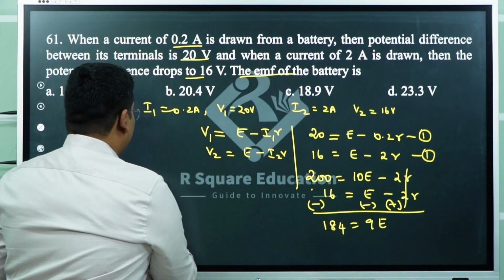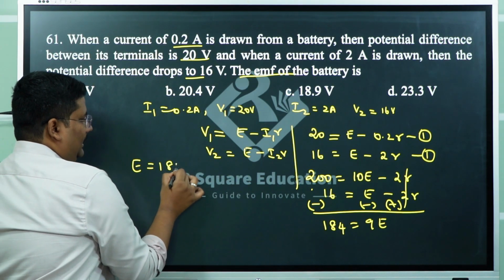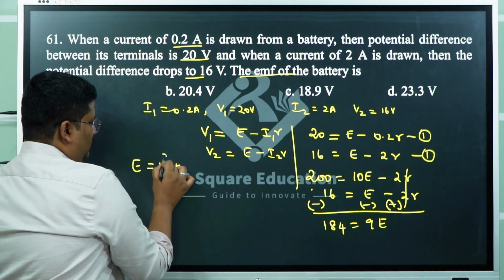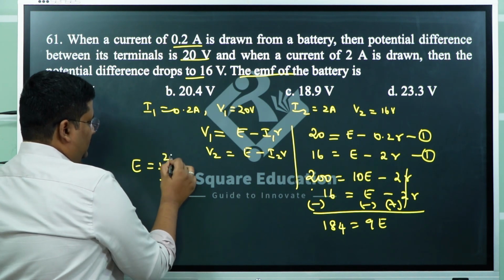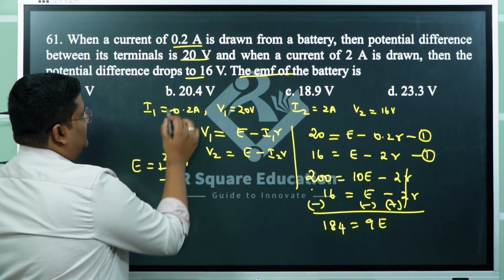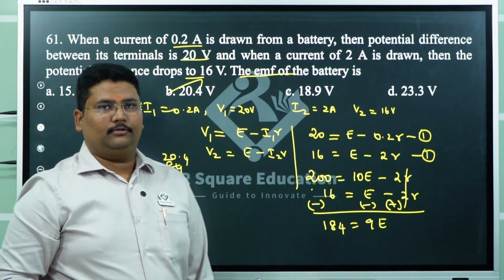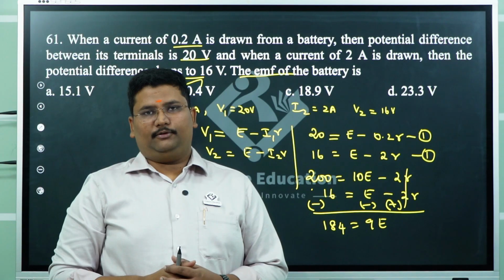So what will be E now? E is going to be 184 by 9. So it is going to be 2 times 0, 9 4s are 36. So 20.4. So the answer is 20.4 volt.